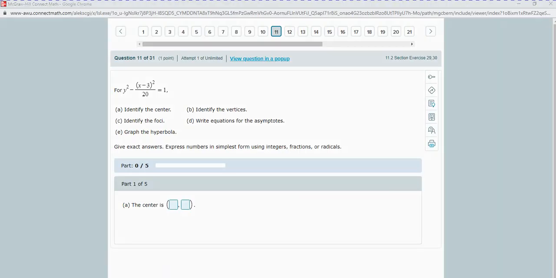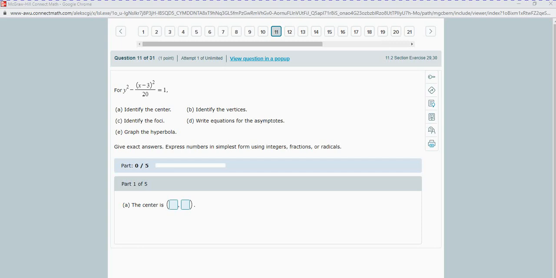In this video, I'm going to demonstrate how to graph a hyperbola in the Connect and ALEKS systems. So we have a hyperbolic equation, y squared minus (x minus 3) quantity squared divided by 20 is equal to 1. And our directions are to identify the center, identify the vertices, identify the foci, write equations for the asymptotes, and then graph the hyperbola.